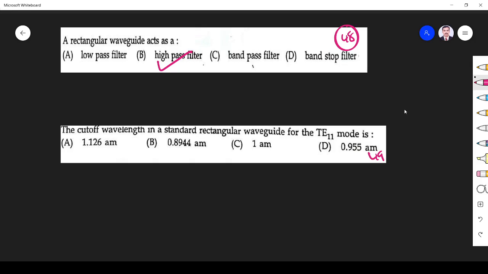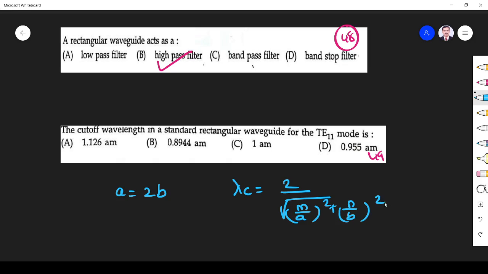Next one, the cutoff wavelength in a standard waveguide for TE11 mode, question number 49. For TE11 mode, we must know already A is equal to 2B. We know the formula for cutoff wavelength, lambda C is equal to 2 by root of (m by a) whole square plus (n by b) whole square. Here TE11, so m is equal to 1, n is equal to 1.